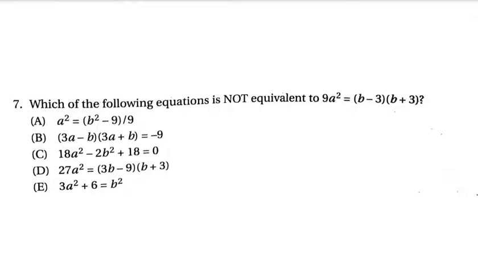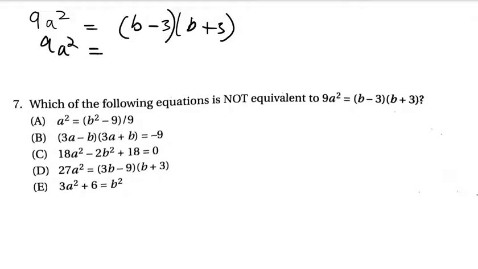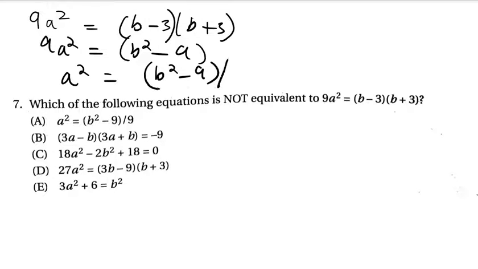Which of the following is not equivalent to that? We have to find out. Okay, very very simple question. I know by now you all have already realized which is the answer. You see, if you have 9a square is equal to b minus 3 into b plus 3, then you have 9a square is equal to b square minus 9, right? Then you have a square is equal to b square minus 9 divided by 9.